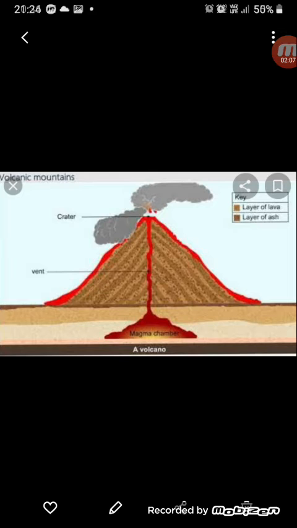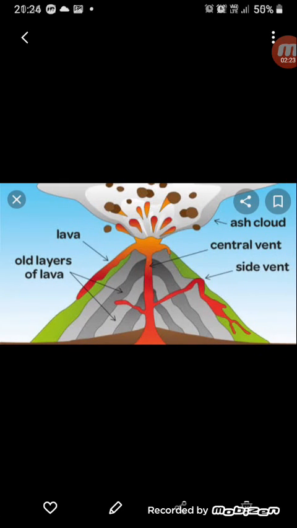Now, as you can see the layers over here, with successive eruptions, what happens? The conical shaped mountain is slowly being formed. So it forms a conical mountain on the surface of the Earth, and this is how it really looks. Now, in the next diagram, the different parts of a volcano are marked.